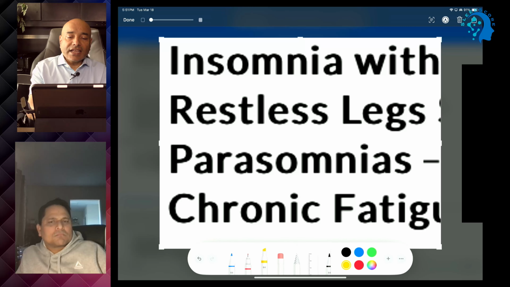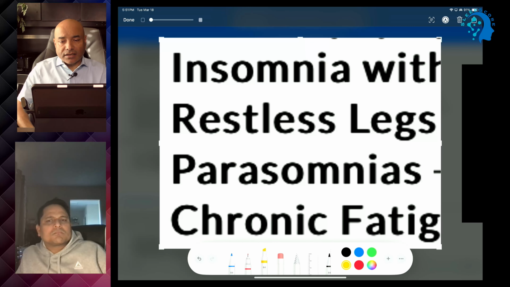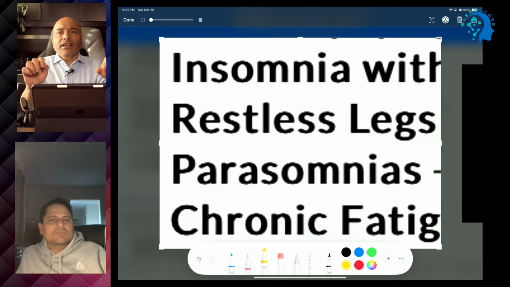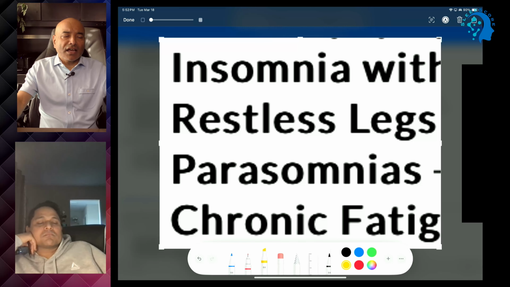Now the next thing is restless legs. Restless leg is something where people just kick their legs when they sleep at night. They kick their legs. This is a problem too. They have a warm sensation, burning sensation on their leg, and they rub like this, or they kick their leg like this when they sleep at night.